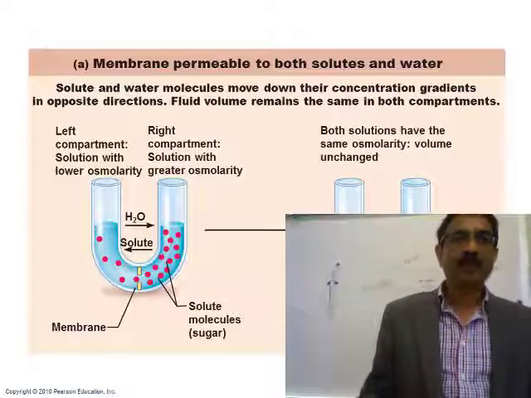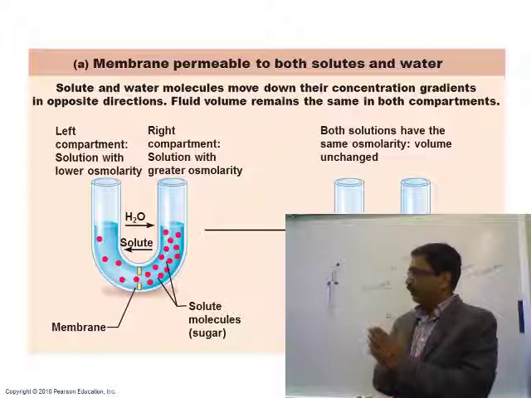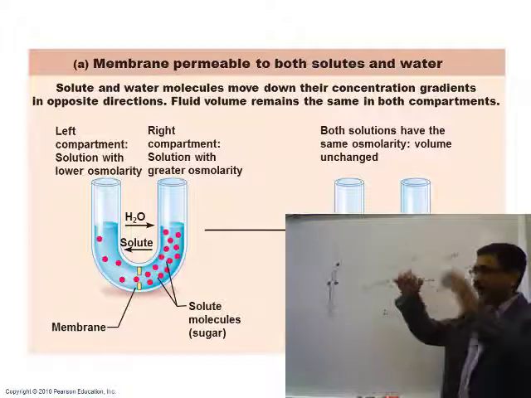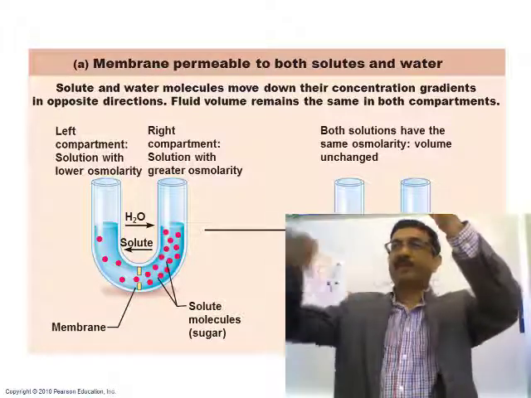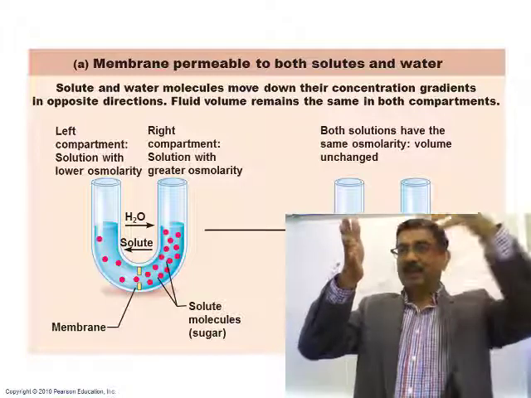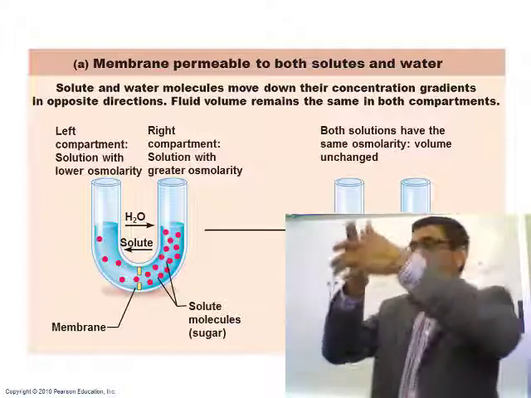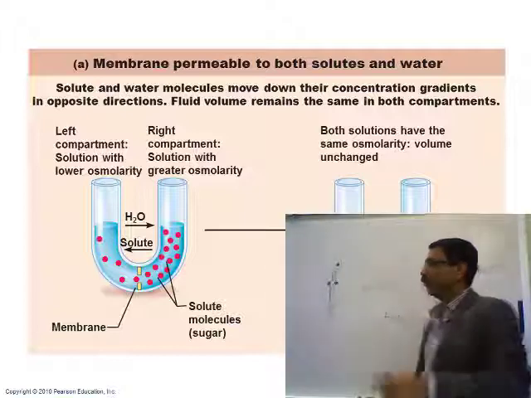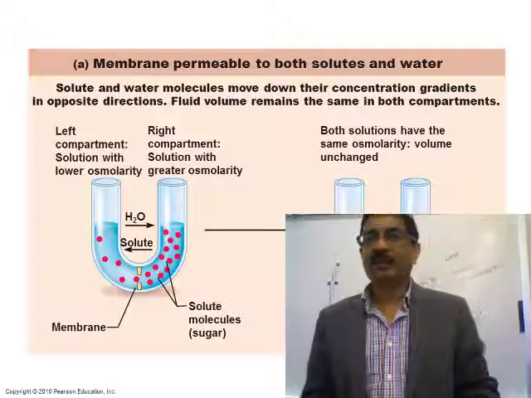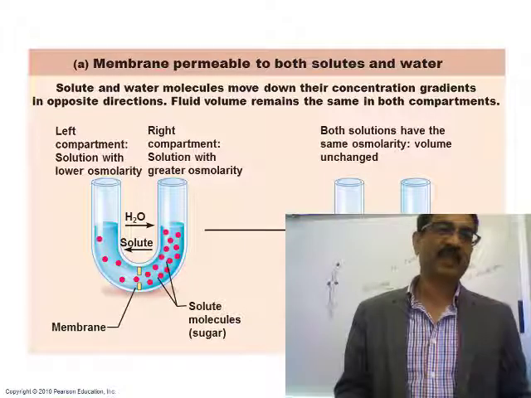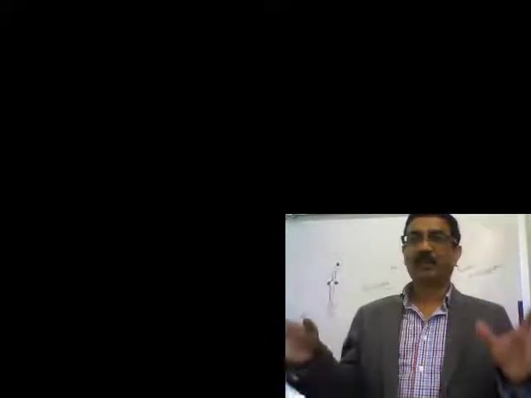This is just an experiment you can do in the lab. You can put glucose solution or sugar solution of two different concentrations, like I showed you here, in a U-shaped test tube, and separate them by a semi-permeable membrane, and you will see the water will move from low to high and solutes will move from high to low until on both sides the concentration becomes the same. Make sense? And when the concentration is the same, no movement.